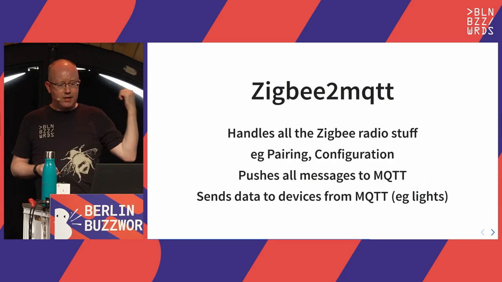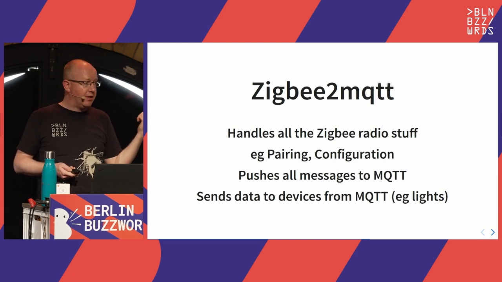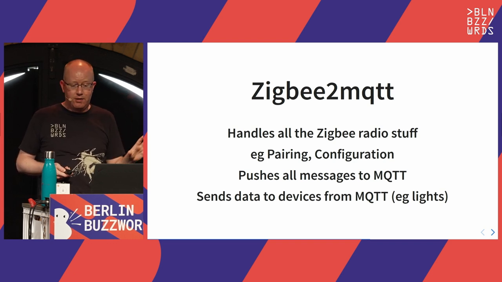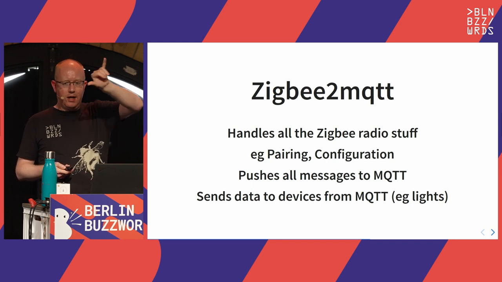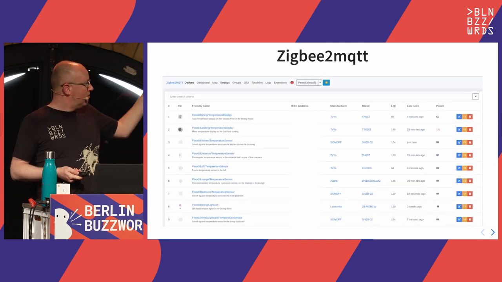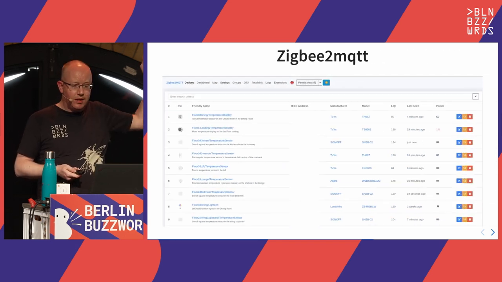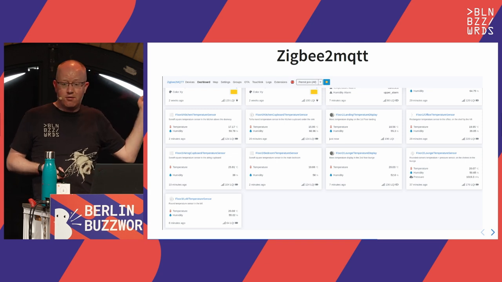The one I use is Zigbee2MQTT, which handles all the Zigbee radio stuff. Other things are out there; Home Assistant has all this built in, it's really great. That will basically map between the Zigbee radio and an MQTT topic. It looks like this. Here you can see all the devices in my house, and you can see what temperature it was in my house when I took the screenshots.